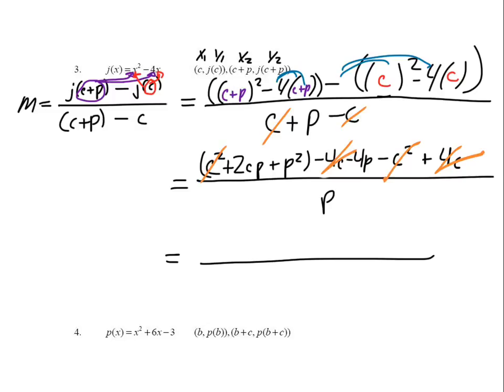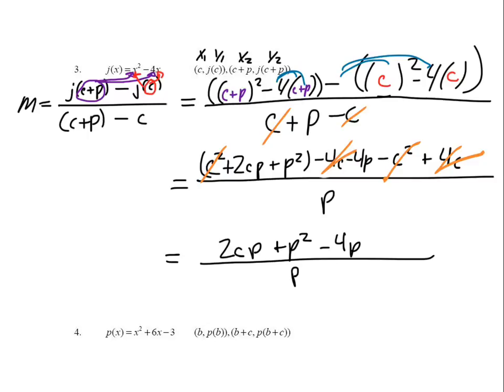So that should have been c squared that I wrote, right? Square the first one, that's c squared. That cancels with this c squared. Anything else? 4c, 2cp, p squared, 4p. None of those are like terms, so looks like that's what we got left on top. 2cp plus p squared minus 4p all over p.